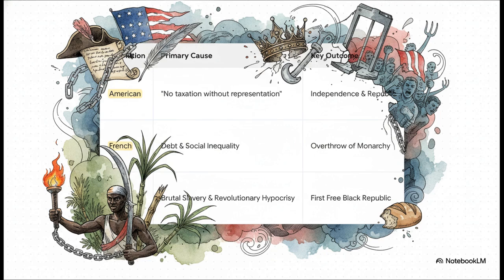And you can see this domino effect all across the Atlantic. In America, colonists used these exact ideas to say, hey, you're violating our natural rights, and reject British rule. In France, citizens looked at their own king and said, you broke the social contract, and they overthrew the entire monarchy. And then, and this is so important, in Haiti, enslaved people heard all this talk about liberty, took it to its absolute logical conclusion, and rose up to create the very first free Black republic.